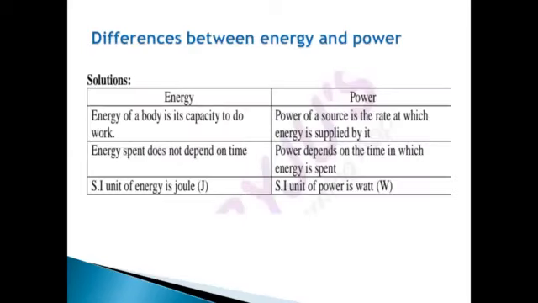Okay. Now let us discuss the differences between energy and power. Energy is the capacity to do the work, and power of a source is the rate at which energy is supplied by it. Energy spent does not depend upon time. But the power is dependent upon time because it is work done divided by time. Work done per unit time is nothing but power. So the SI unit of energy is joule and the SI unit of power is watt.